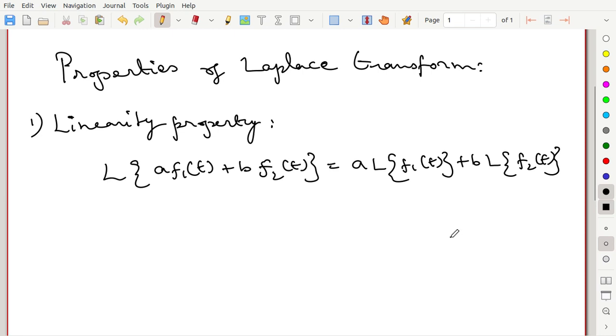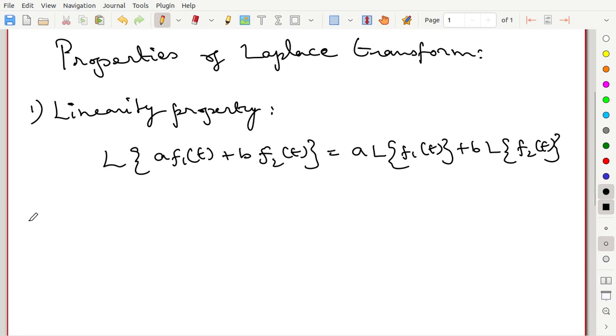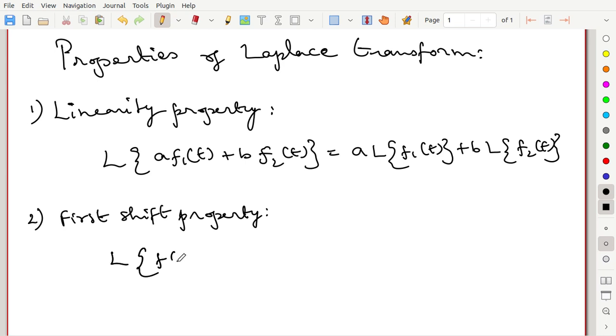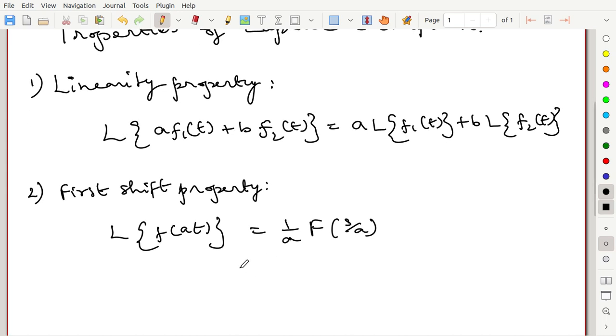And the second property is the first shift property. It says that the Laplace transform of f of at equals 1 by a times F of s by a. Here F of s is nothing but our integral. We write it down here, the integral.